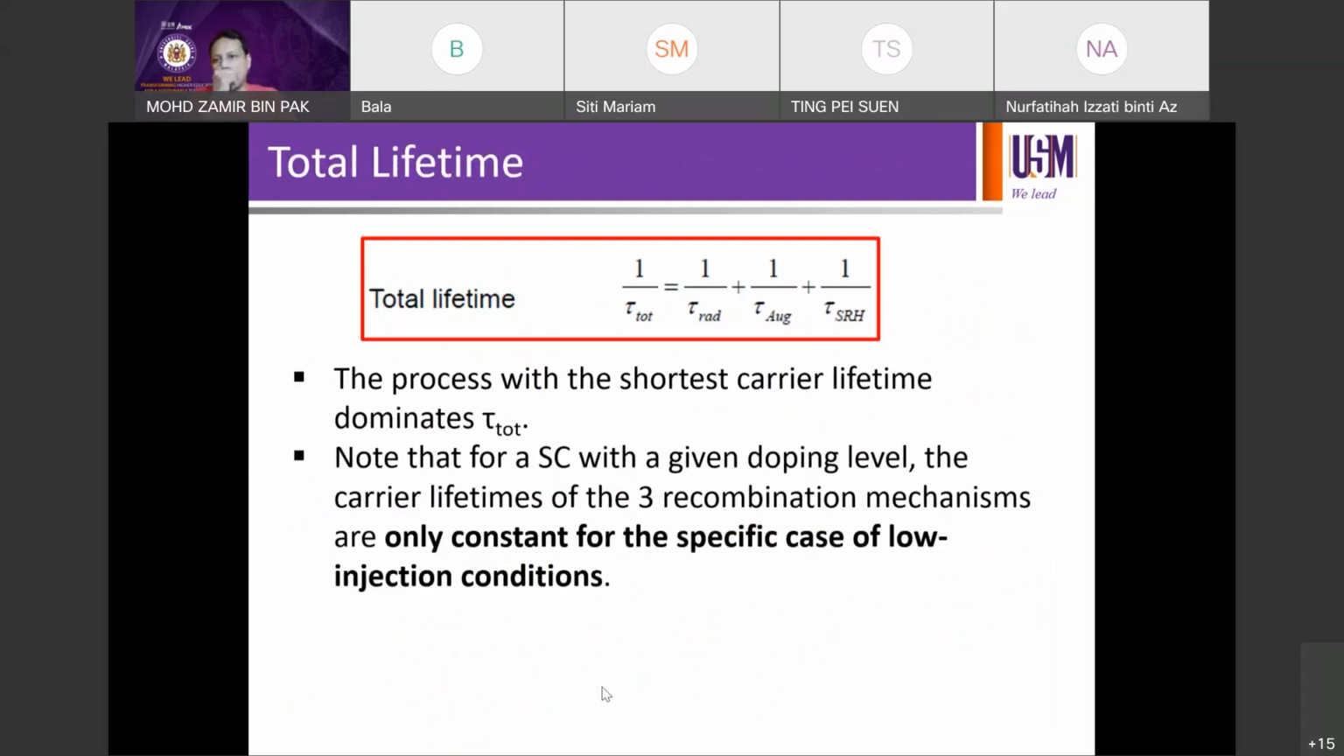How do you then tell the quality of the material? This is one important parameter that you need to know when you are working with a semiconductor device.